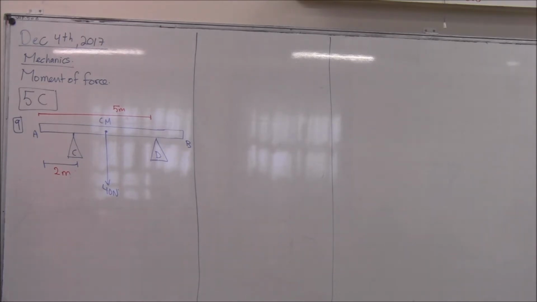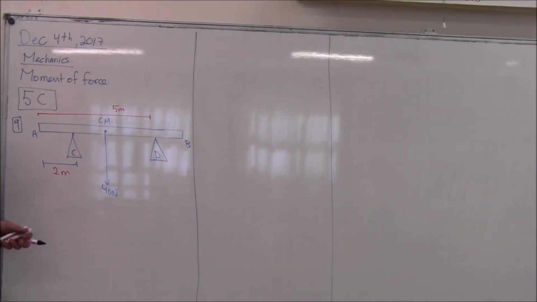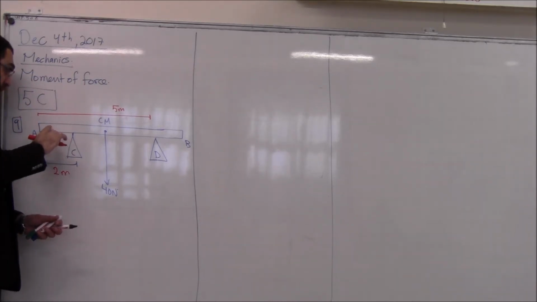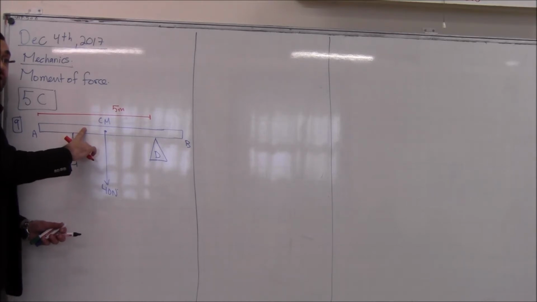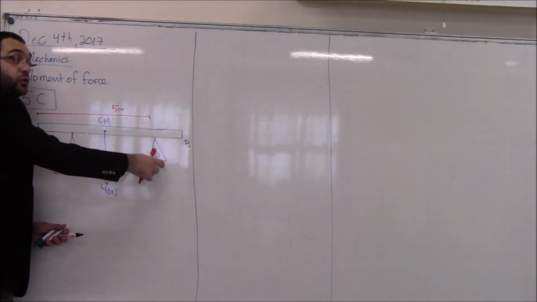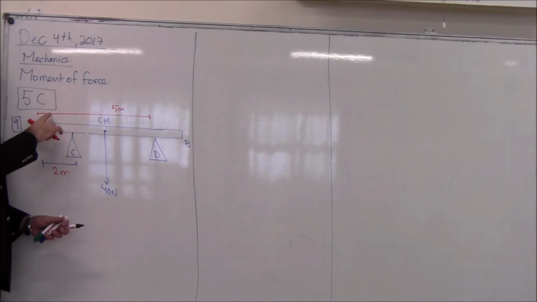Then a particle is placed somewhere, with a weight of 30 newtons, which makes the bar tilt about C. Let's think about this by logic. If I place it here, it will not tilt about C. If I place it here, it will tilt about D.